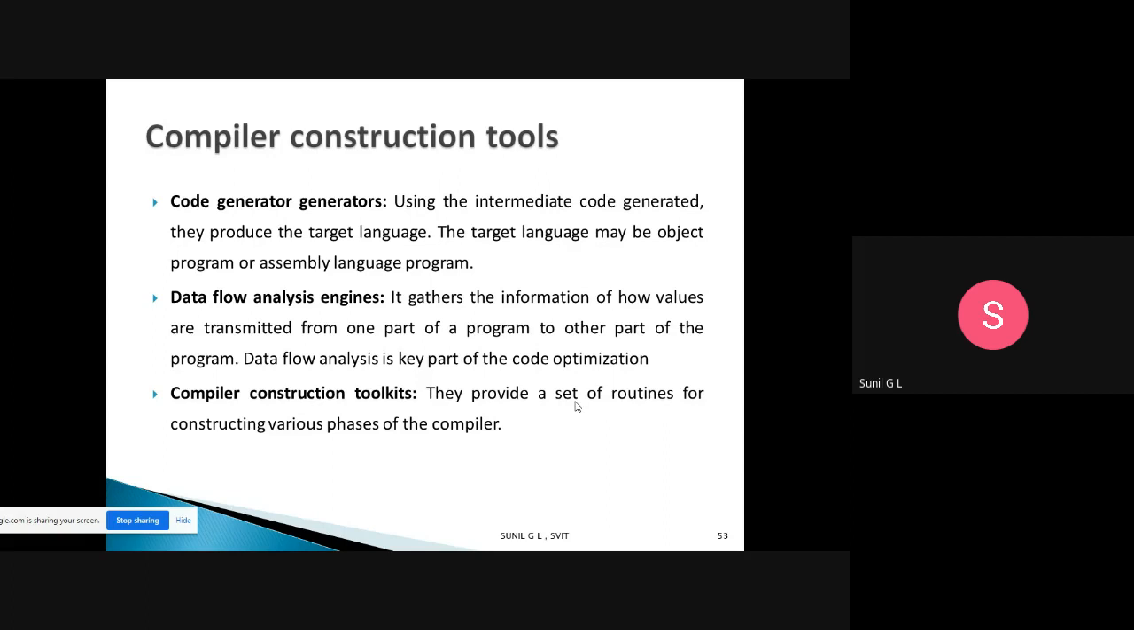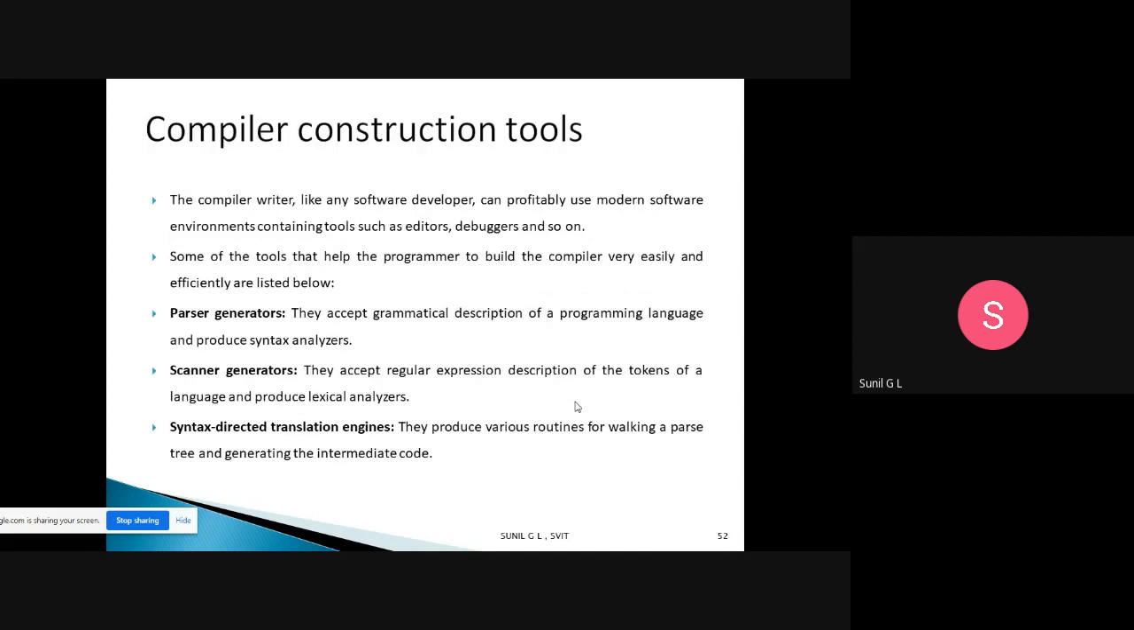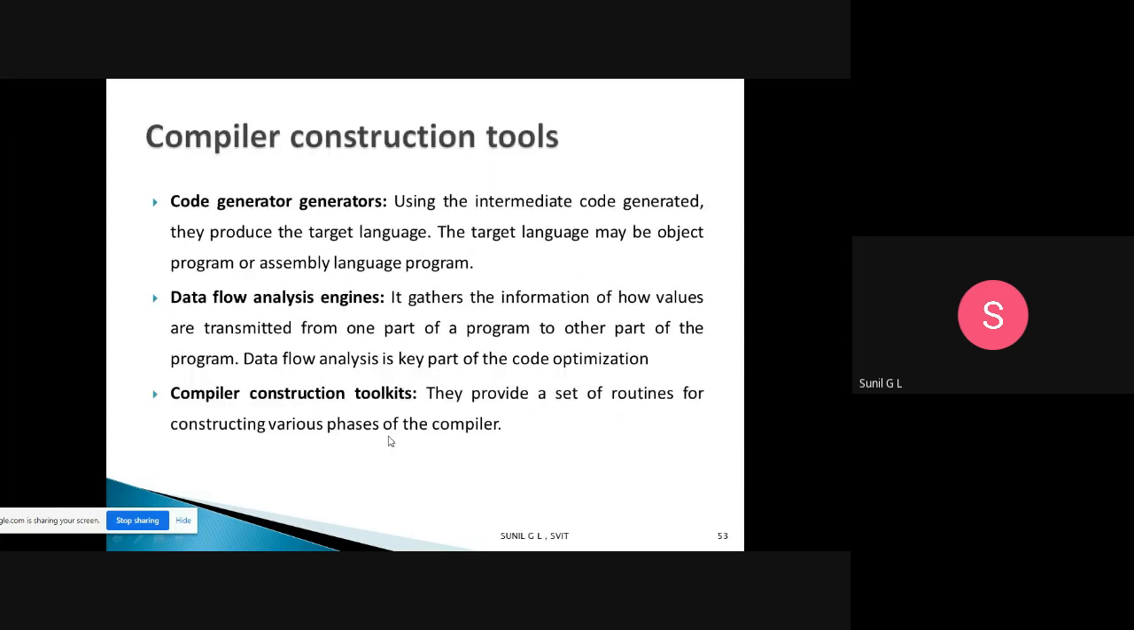These are the different construction tools: parser generator, scanner generator, syntax directed translation engine, code generator, data flow analysis engine, and the last one is compiler construction toolkits. These are the 6 tools we have in the compiler construction tool.